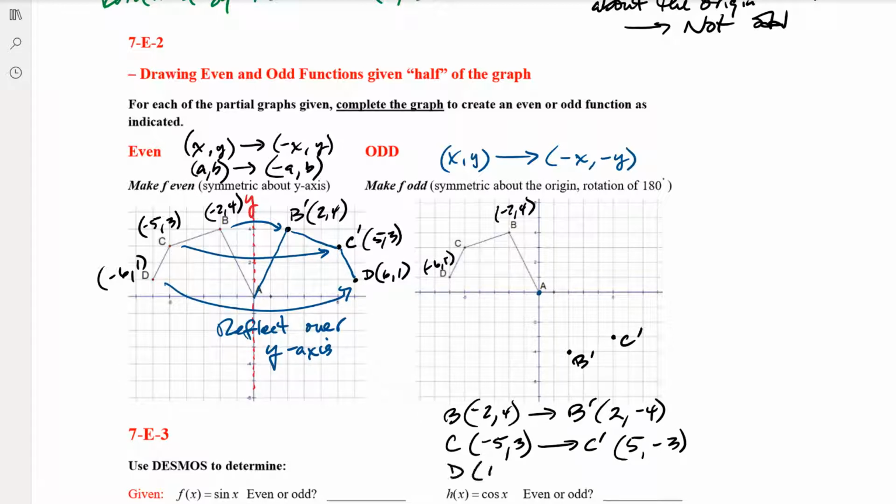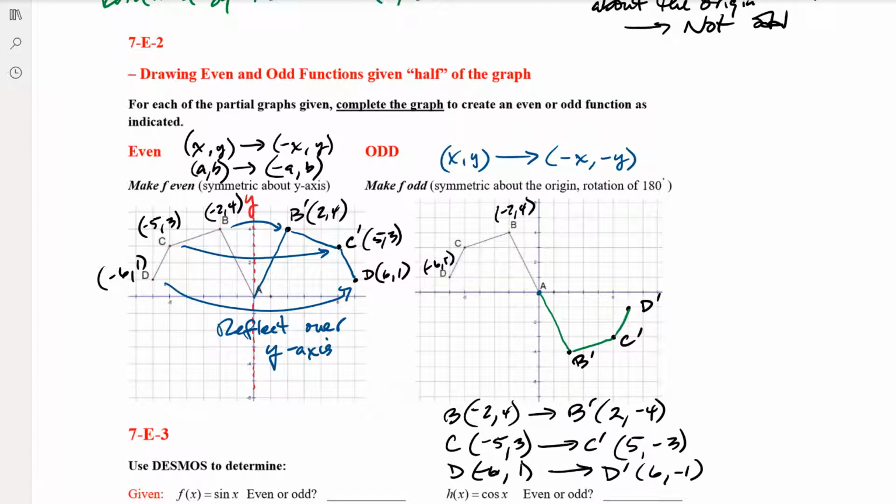And then D is at (-6, 1). D is (-6, 1), and it gets transformed to D prime. You have to take the opposite of both coordinates, so it's (6, -1). So (6, -1) is here, and there's where D prime is. And so you just go ahead and draw the function now.